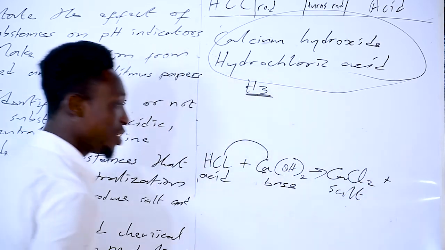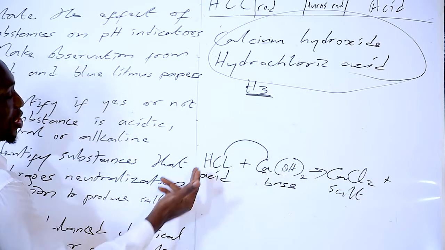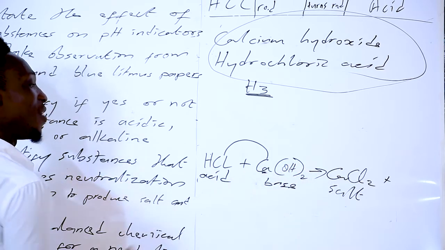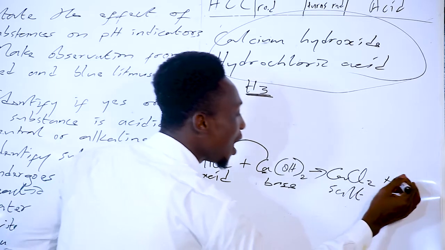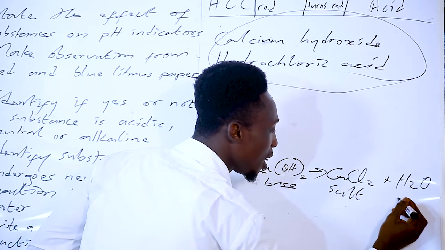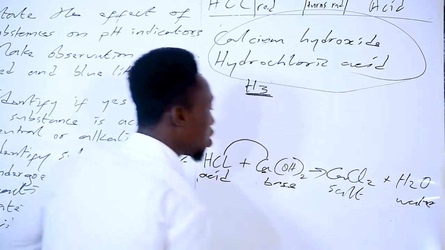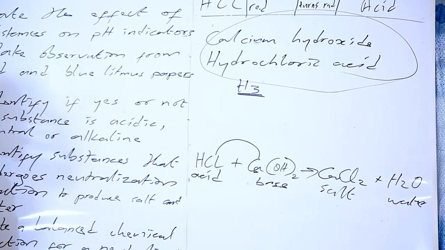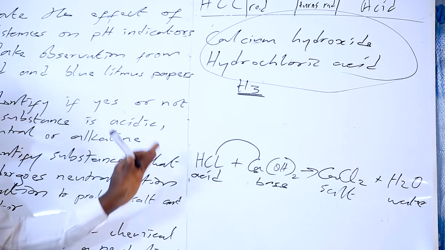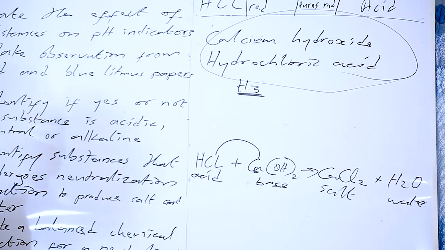Then, like I said initially, our H here combines with the hydroxyl in the base over here, okay? So the proton H with the hydroxyl is going to give us H2O as our water, right? So we have successfully produced salt and water out of HCl and calcium hydroxide.